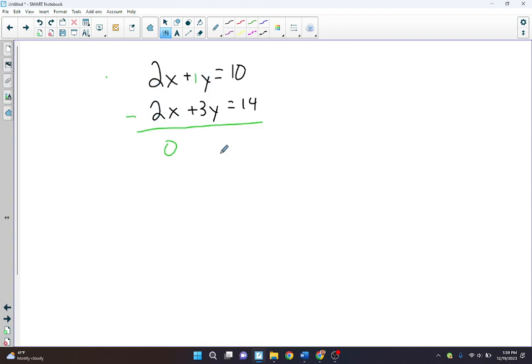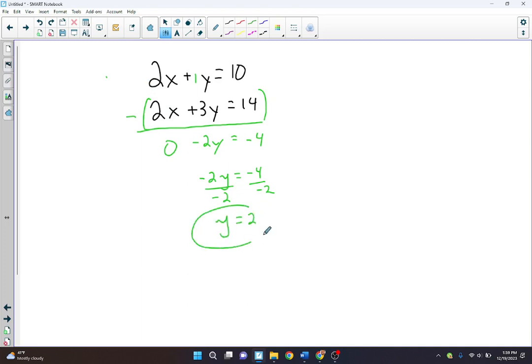1y minus 3y is going to be negative 2y, and then 10 minus 14 is negative 4. So we have negative 2y equals negative 4. I did not multiply, I'm subtracting. It's a big subtraction, I'm subtracting everything. Then divide by negative 2 on both sides.